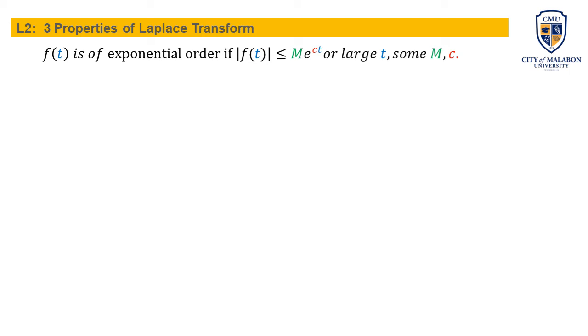So, ano ibig sabihin nito? Pag sobrang laki na ng t, yung ating function or magnitude na ating function will approach yung values ng m is less than the value of m e to the ct. Okay? So, importante yung value ng c dito sa equation na to.